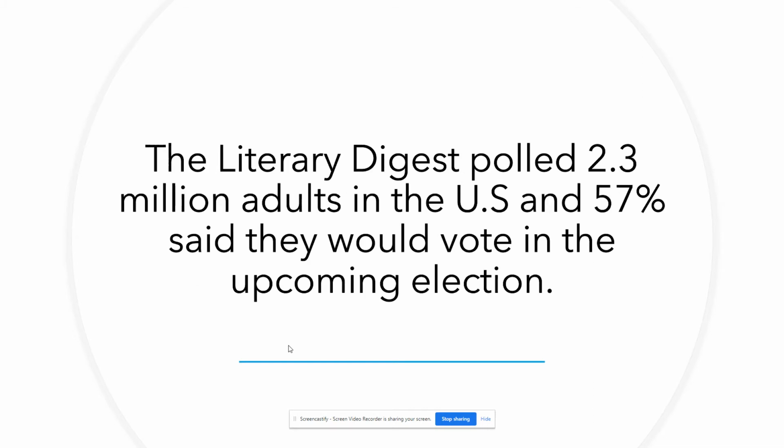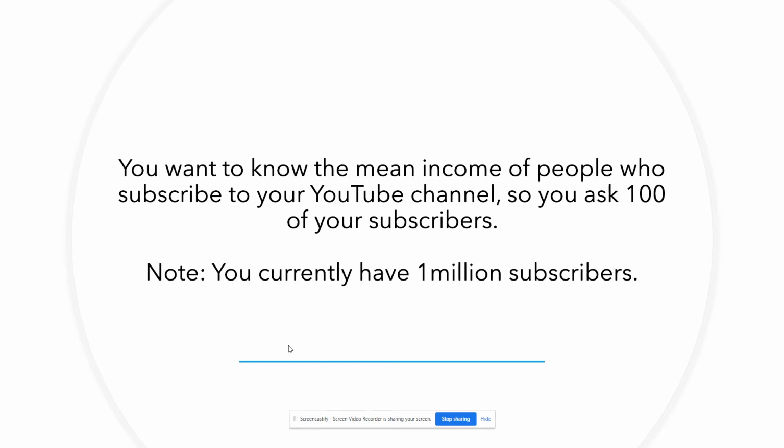All right, number two. The Literary Digest polled 2.3 million adults in the US, and 57% said they would vote in the upcoming election. Is this a parameter or a statistic? All right, last one. You want to know the mean income of people who subscribe to your YouTube channel. So you ask 100 of your subscribers. Note, you currently have 1 million subscribers. Is this a parameter or a statistic?